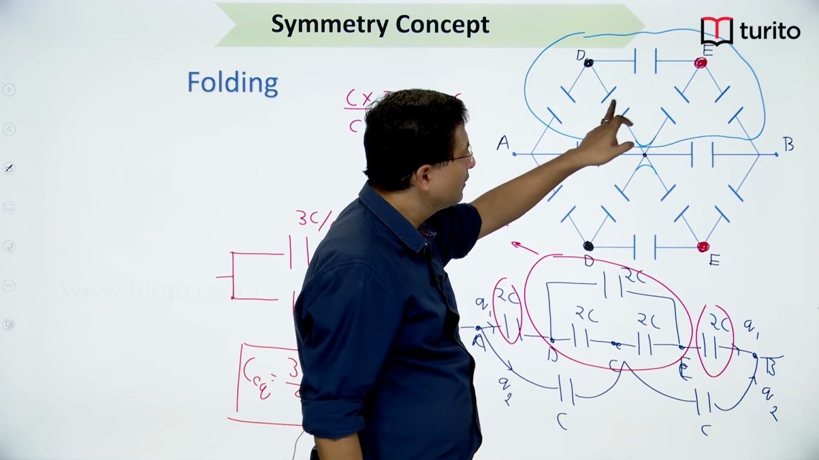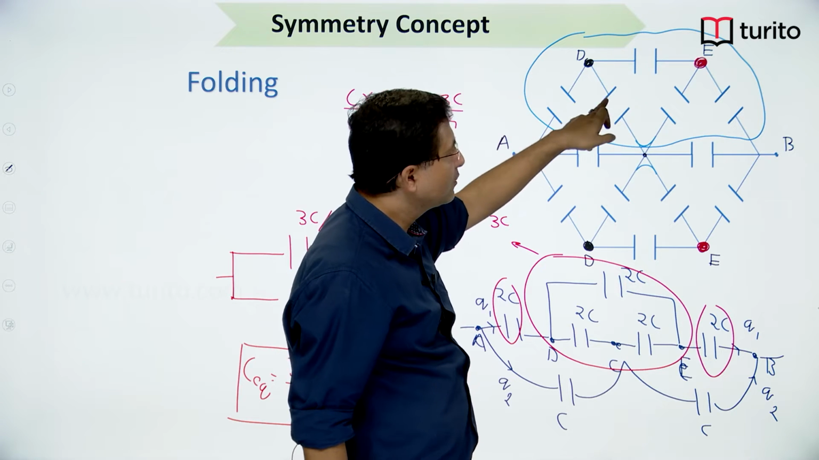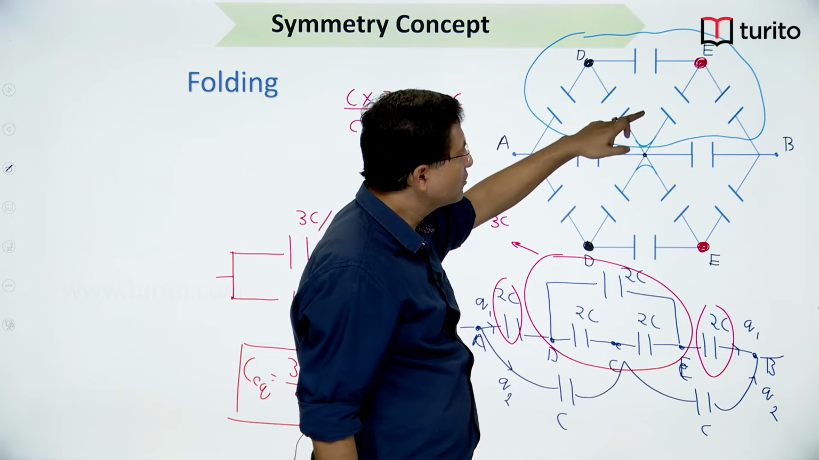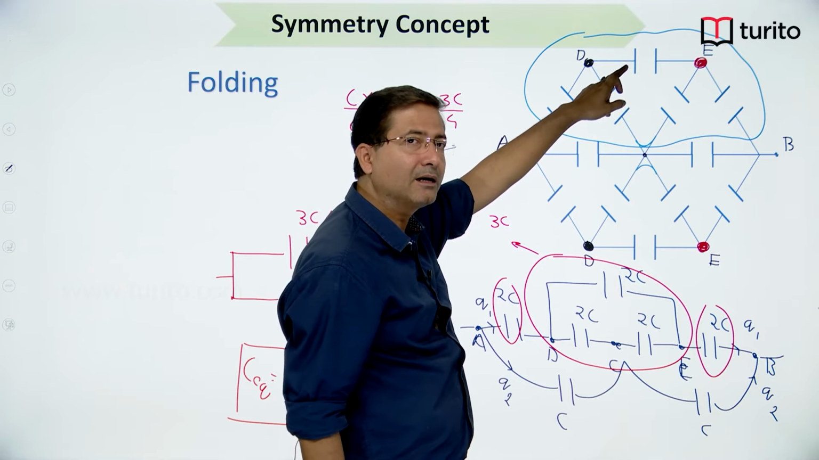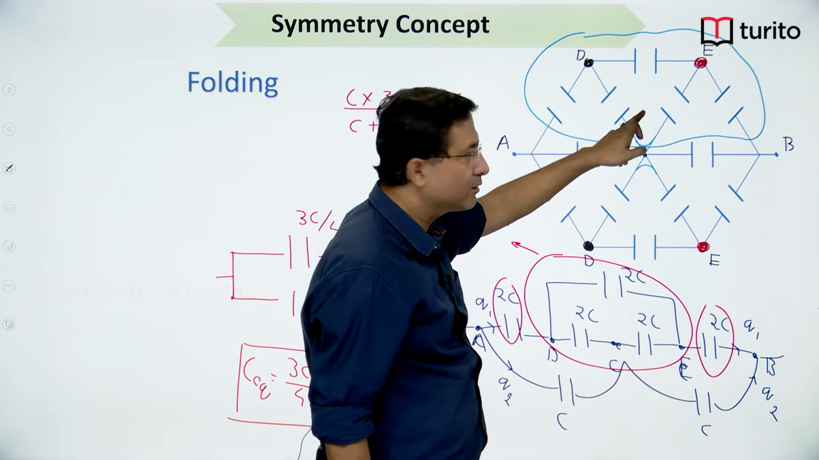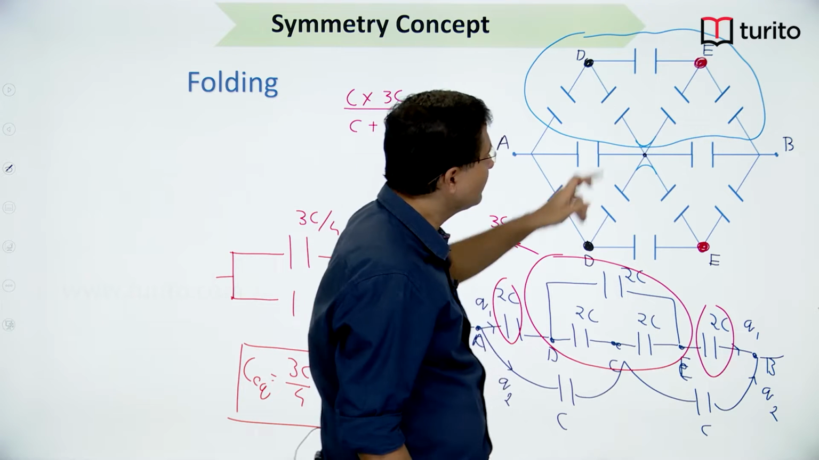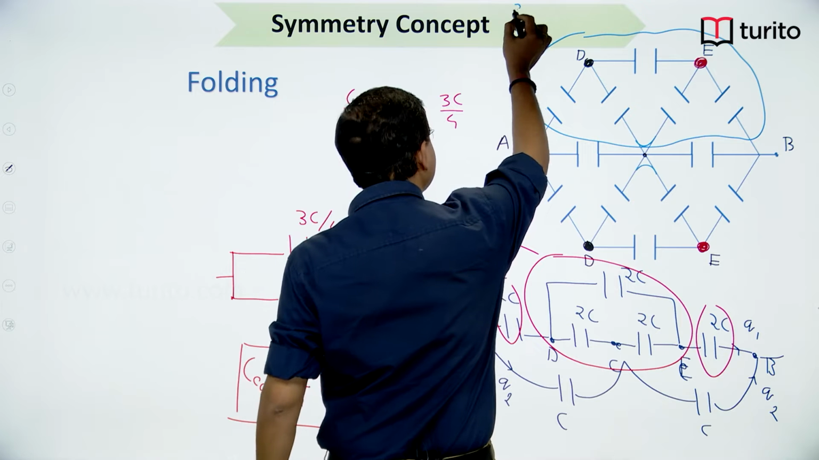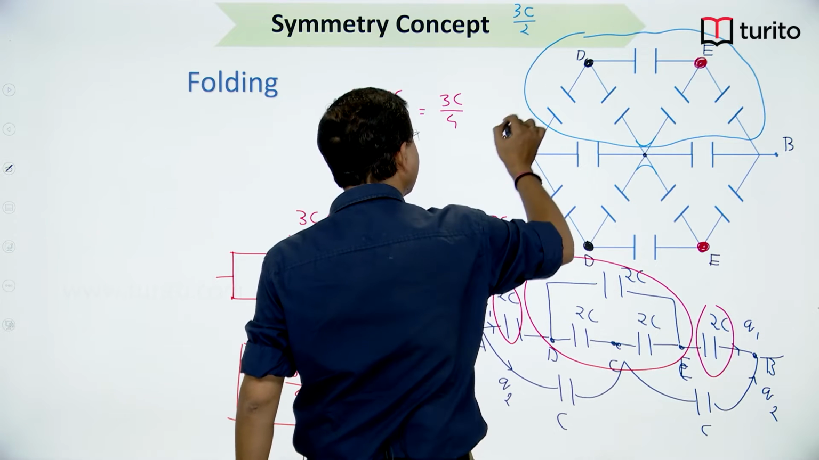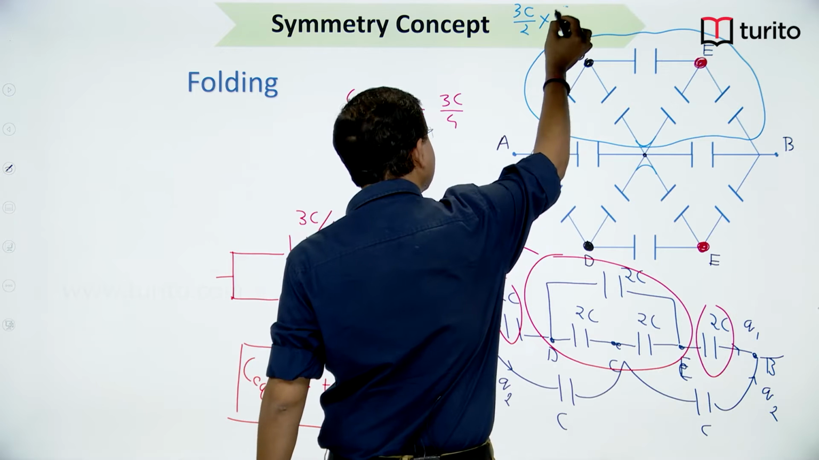this is C, C. So the series combination will become, because now we are drawing it this way, C by 2, right? C by 2 and C will be in parallel, giving 3C by 2. So this whole thing will be 3C by 2. 3C by 2 and C by 2, they are in series.